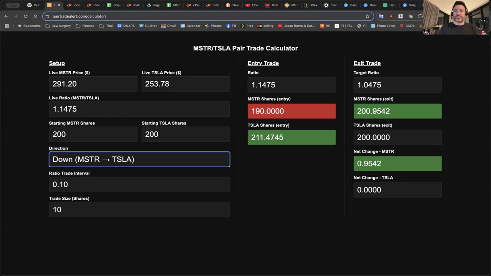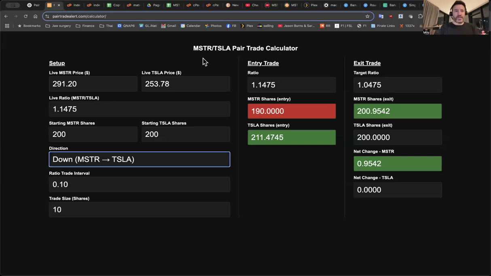I took on board some of the feedback about the previous matrix. The table was a bit confusing about how it works and what it's for. So I thought maybe just make it simple. So basically, I've just done a calculator, and this can be used just to calculate the number of shares that you would make if you're pair trading within a range, a ratio range.